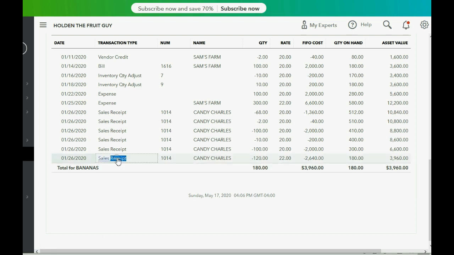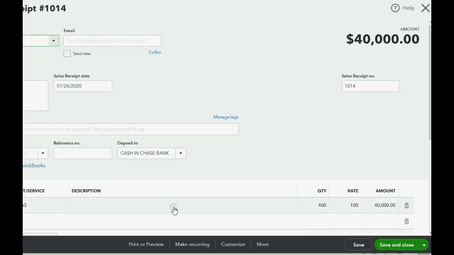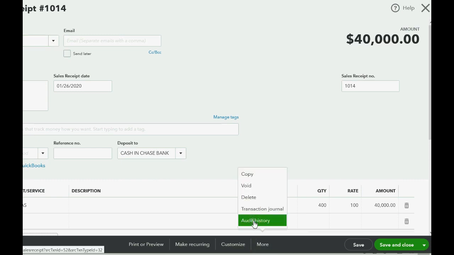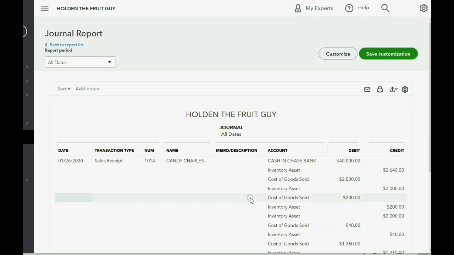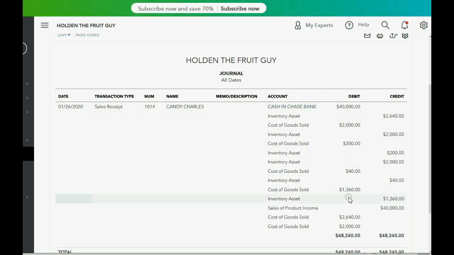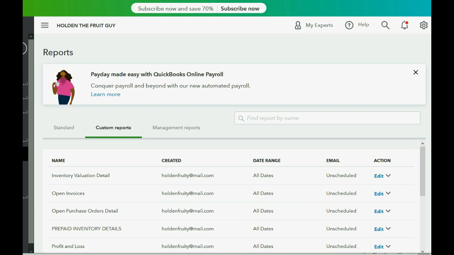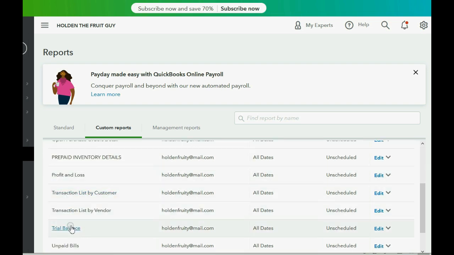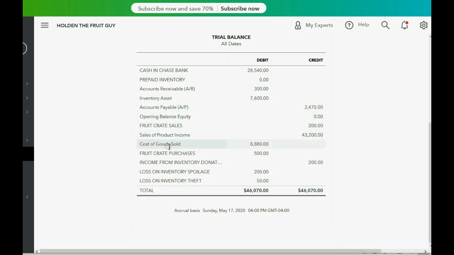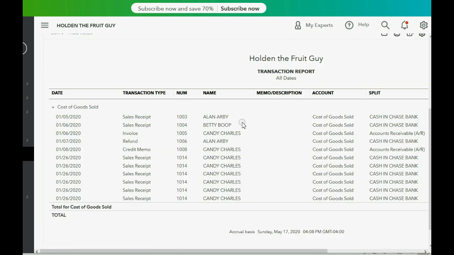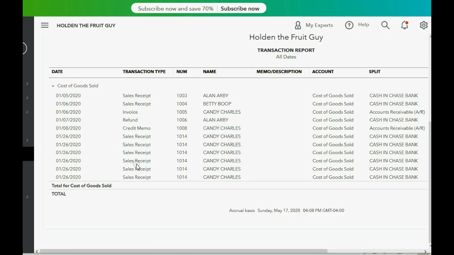You can pause the video to check the math, but let's do this. If I double click this sale receipt and then I click on more and go to transaction journal, you can see the sales price, and they break it up all crazy. They break up the cost of goods sold into pieces, so it's really hard to determine what it is. What you could do is click reports, trial balance. Cost of goods sold, if I double click this and I scroll down, you see what it does?